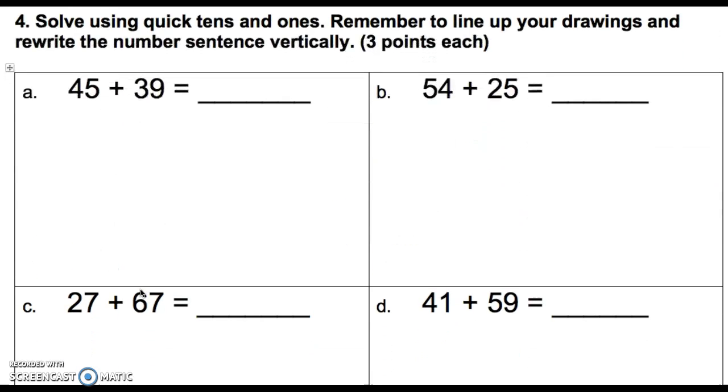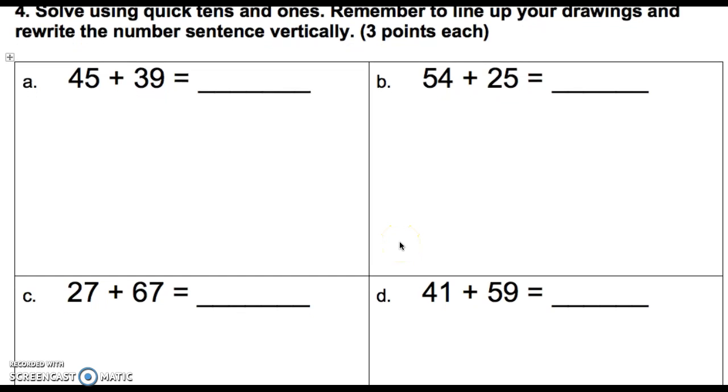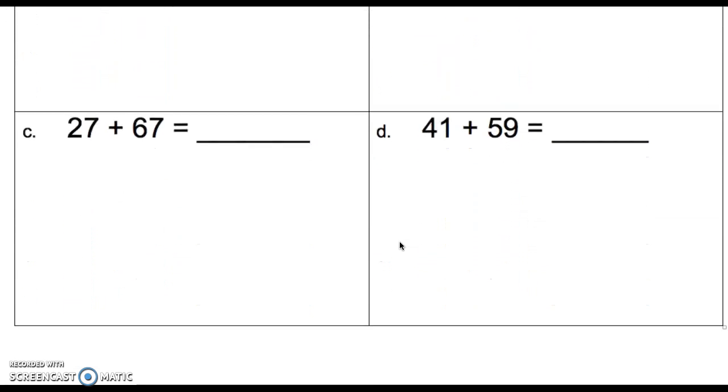Number 4, solve using quick tens and ones. Remember to line up your drawings and rewrite the number sentence vertically. That means up and down. So just like before, you have to draw 45 up here, 39 using quick tens down here, write the answer below it. Then you have to rewrite this problem, 45 plus 39 equals, and then your answer. Don't forget to write the answer up top. So you're going to do that with A, B, C, and D.